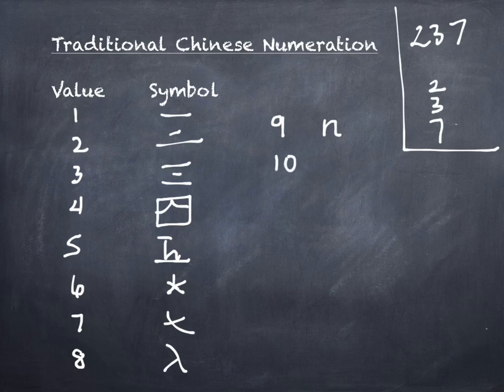And then they have a few more that make them a little bit different than our system, uniquely because of what we're about to see next. The number 10 looks like a plus sign.